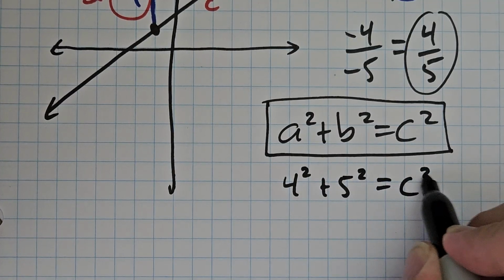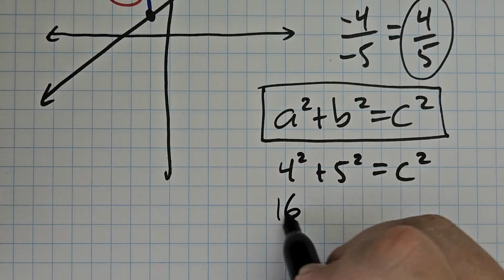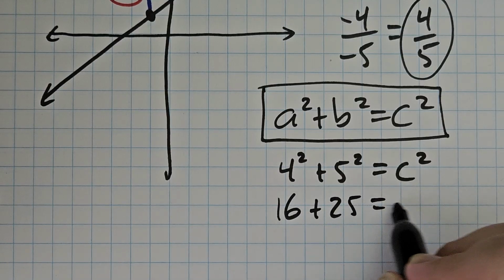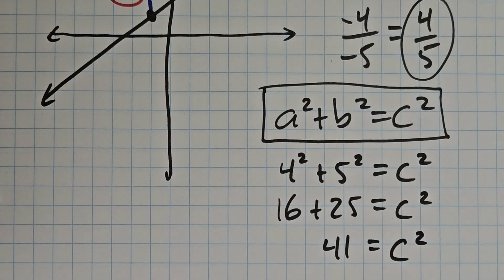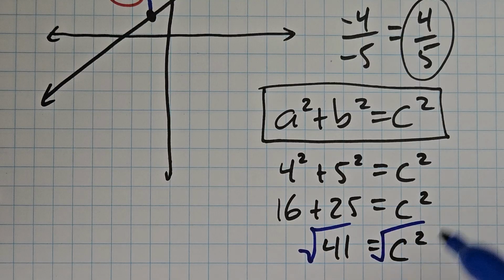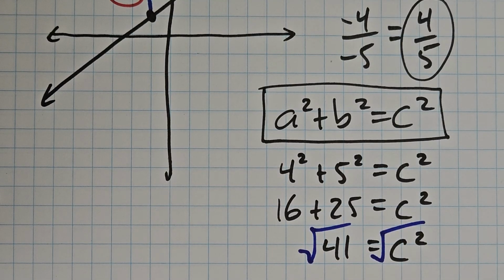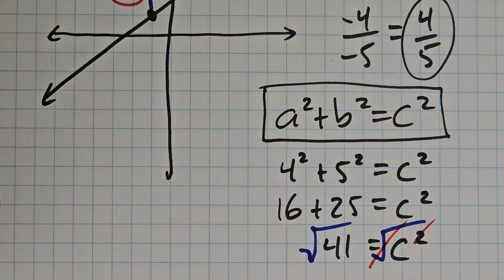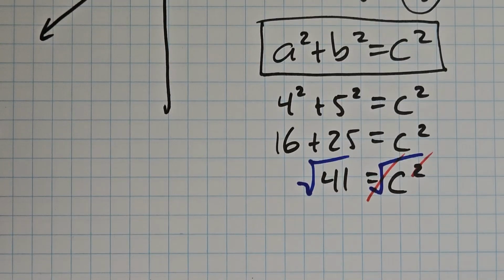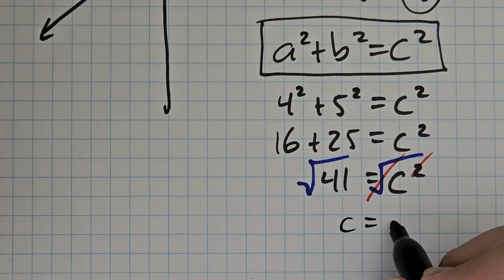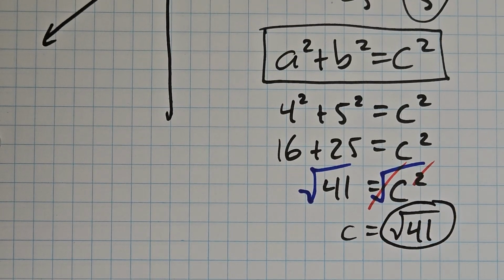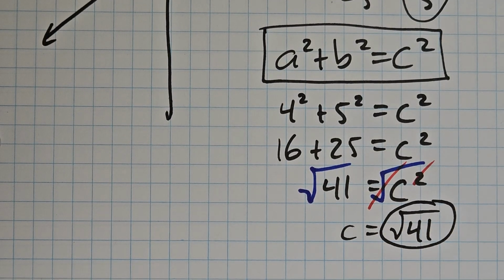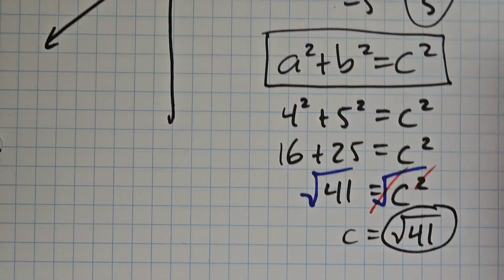4 squared plus 5 squared equals c squared. 4 squared is 16, 5 squared is 25, 16 plus 25 is 41. And then we can take the square root of both sides to cancel out the square. And we get c is radical 41. Now you could estimate that with a calculator and it would be 6 point something, but we can also just leave it like that.